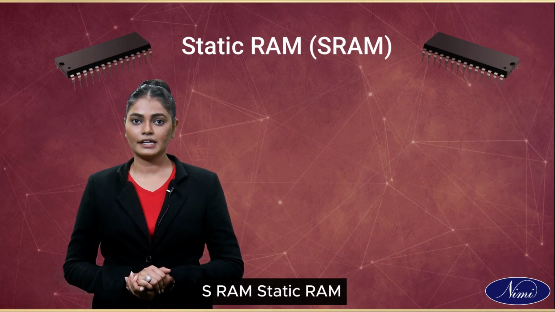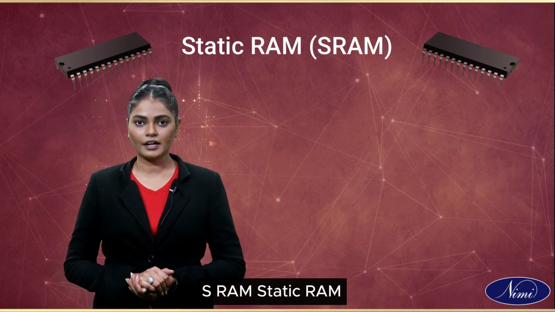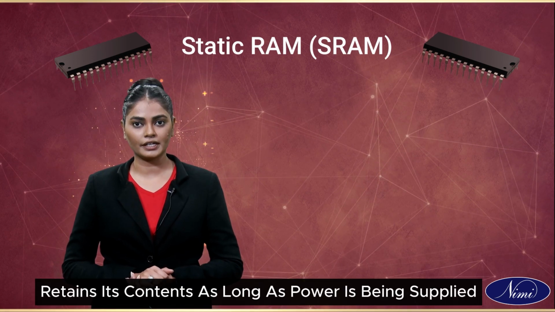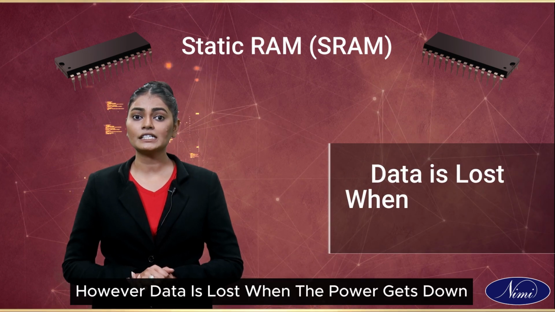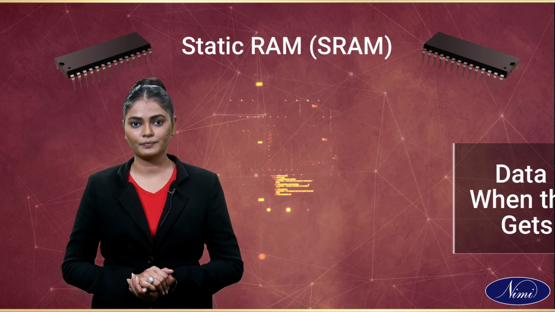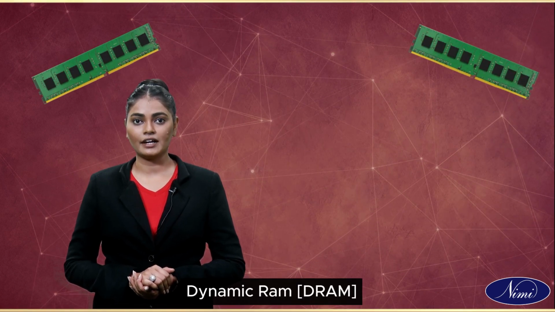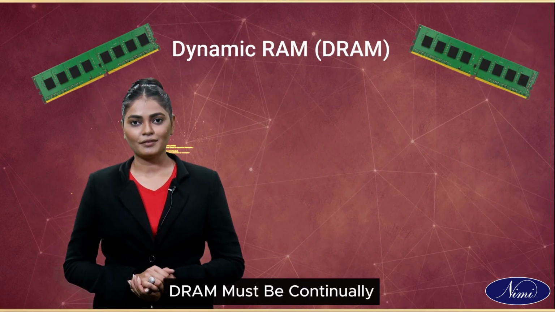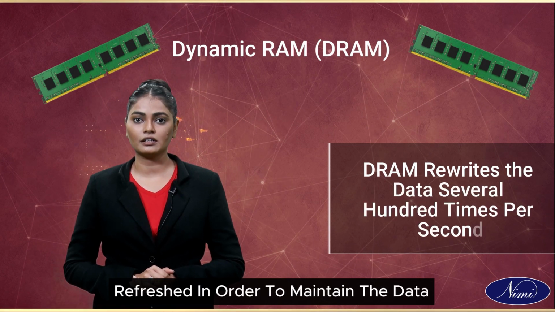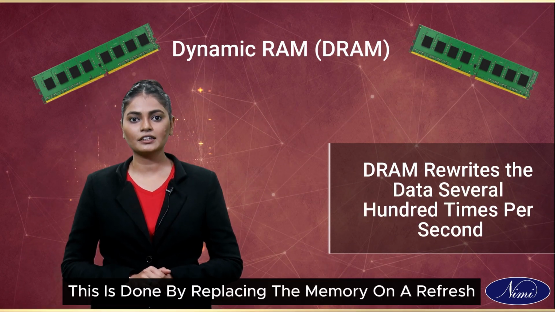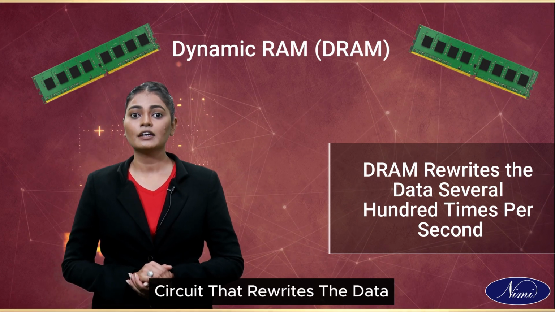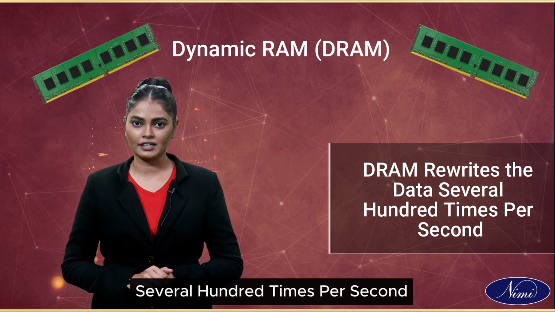Static RAM, SRAM. Static RAM retains its contents as long as power is being supplied. However, data is lost when the power goes down due to its volatile nature. Dynamic RAM, DRAM. DRAM must be continually refreshed in order to maintain the data. This is done by placing the memory on a refresh circuit that rewrites the data several hundred times per second.